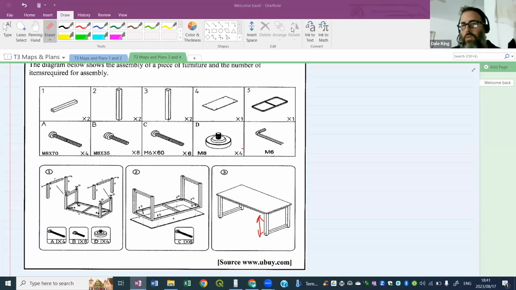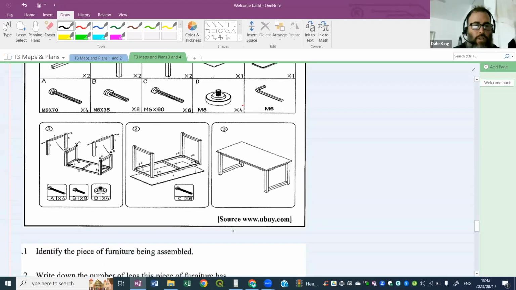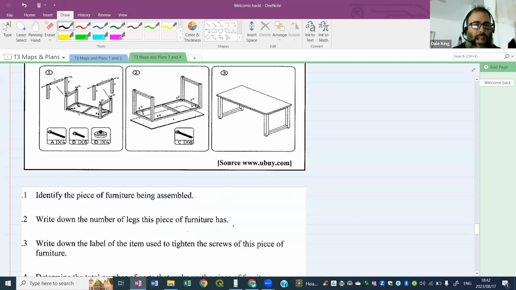Some tables have 6. You're right, Tando. Some tables do have 6 legs. If it's very long, they'll put one in the middle. But usually tables have 4 legs that they stand on. All right, next question. Write down the label of the item used to tighten the screws of this piece of furniture.